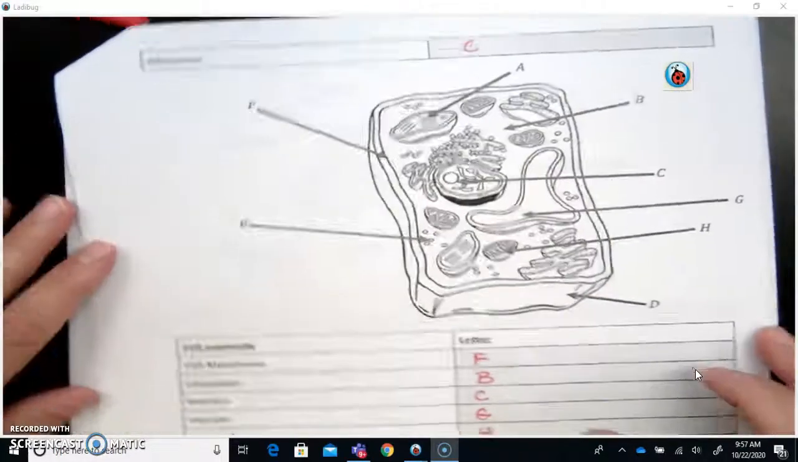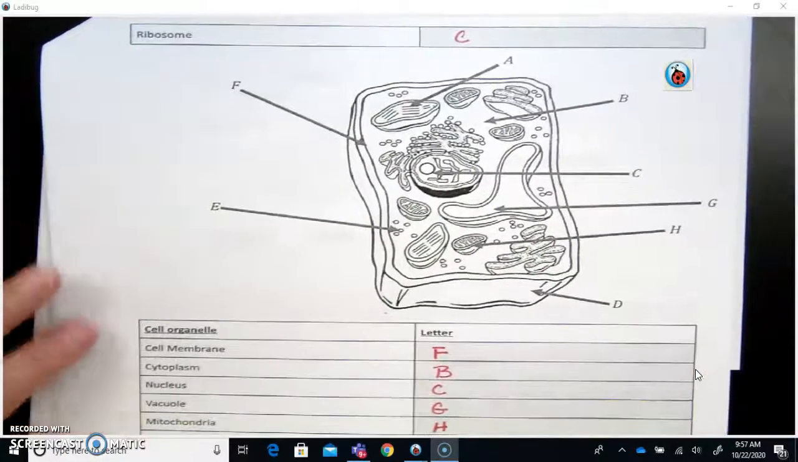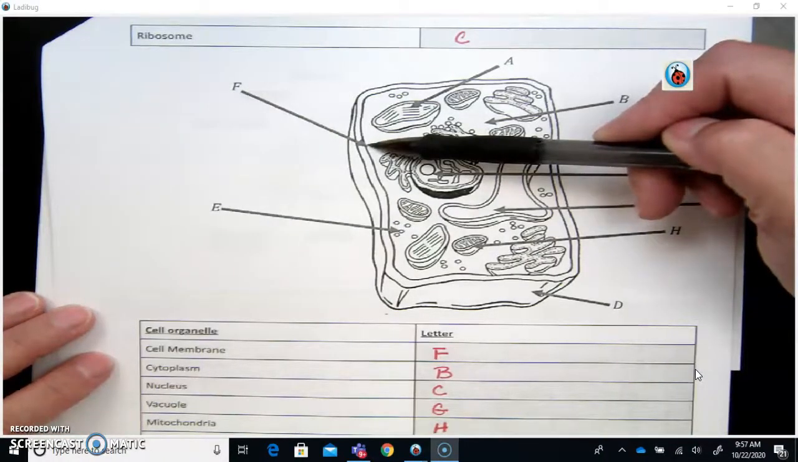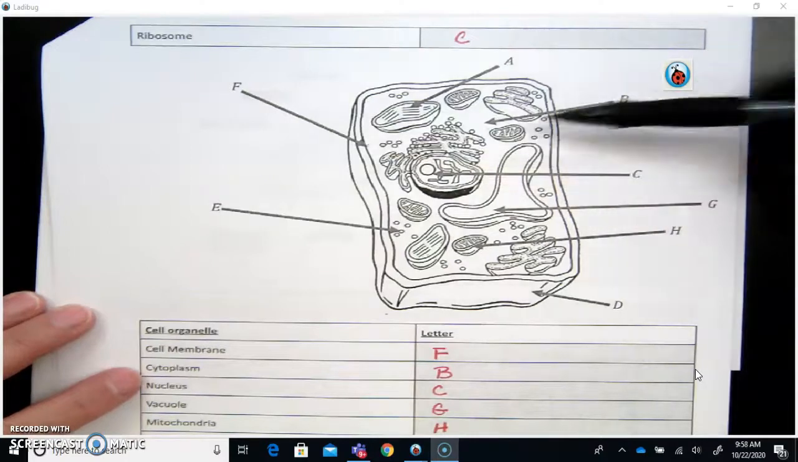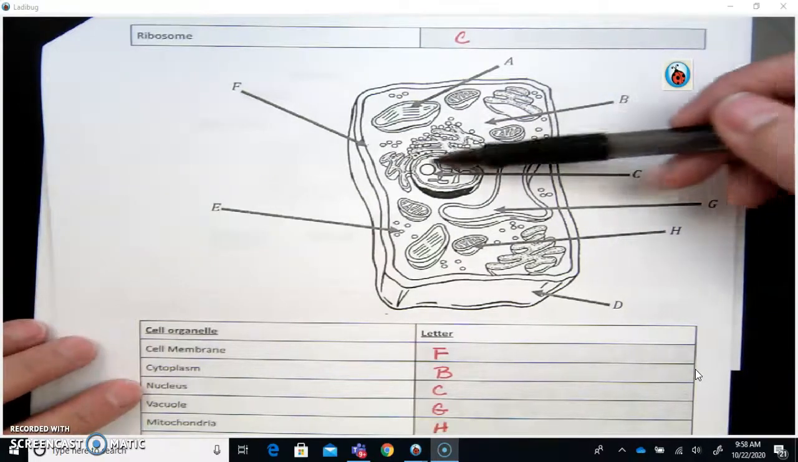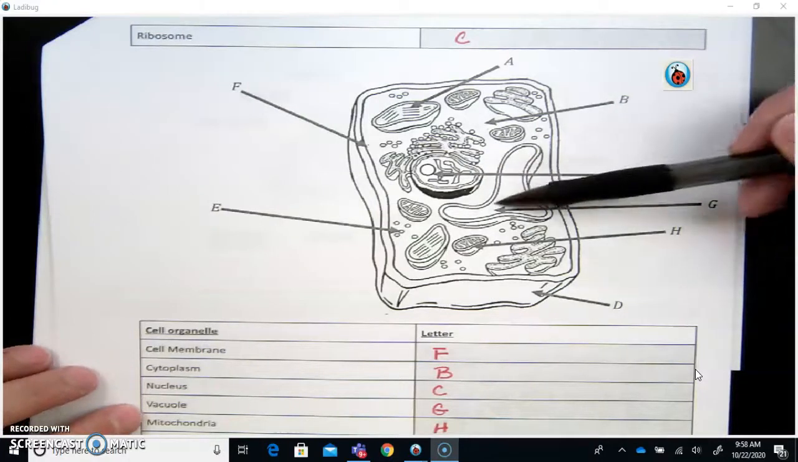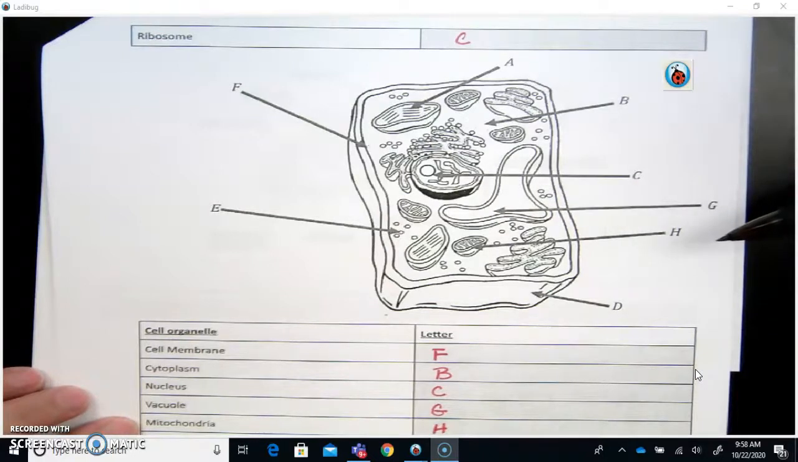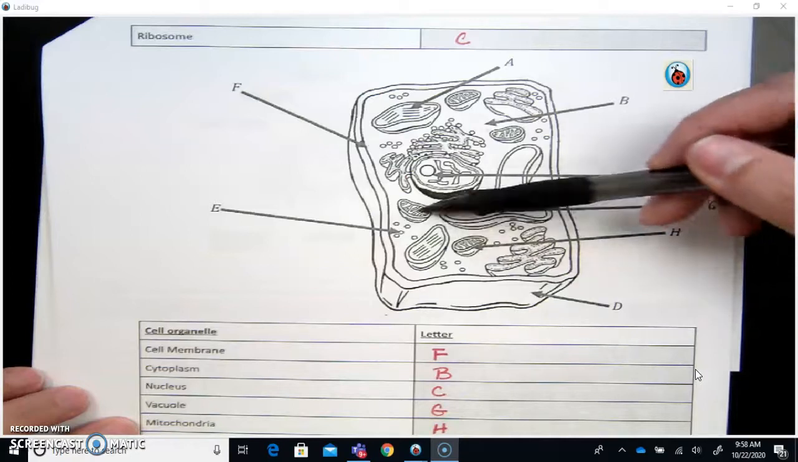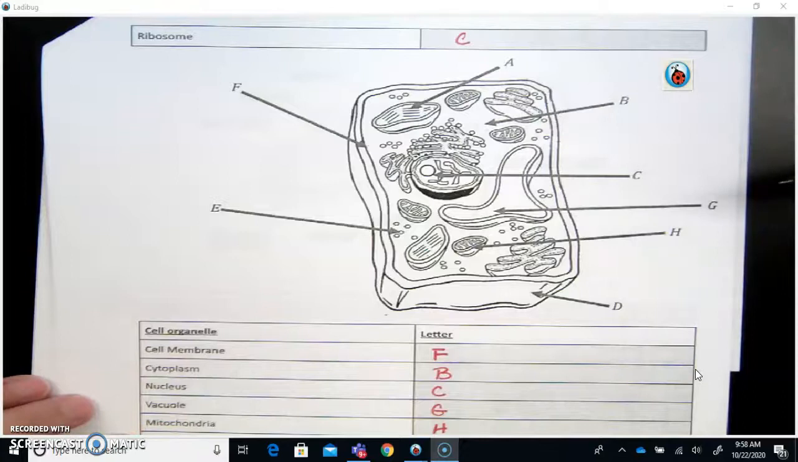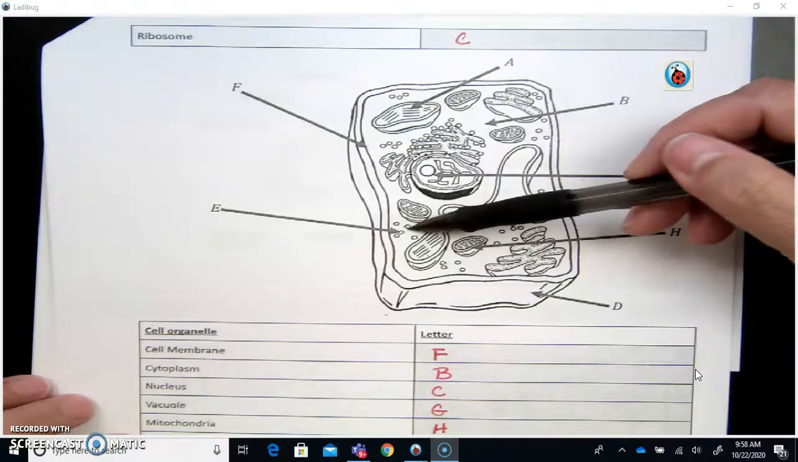The plant cell. The cell membrane is F. That's the inner structure here. The cytoplasm is B. The nucleus is C. The large vacuole is G. The mitochondria, yes, plants have mitochondria, is H here. Here's another one, and another one. Ribosomes are E, these dots.